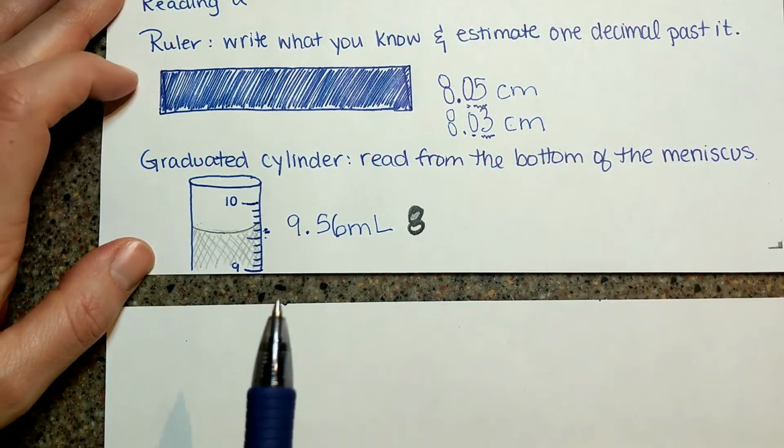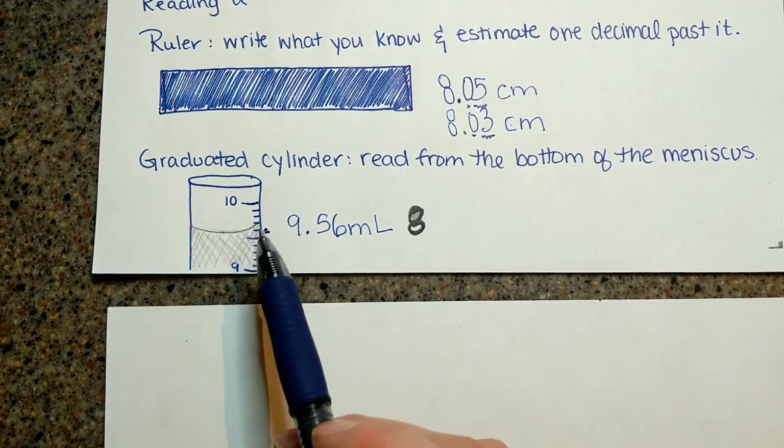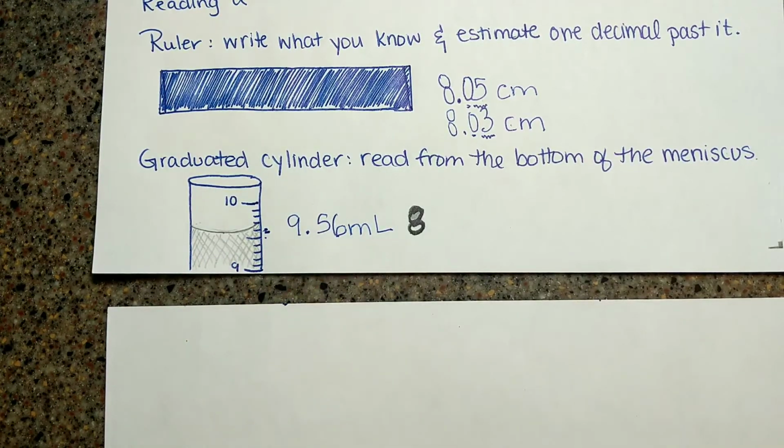And so we'll practice that in the lab by looking at different graduated cylinders or beakers or rulers and meter sticks, just to see what measurements we can get from them, always saying what we know and then estimating 1 past it.